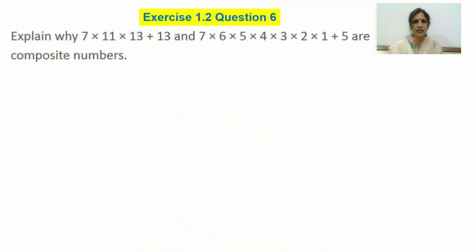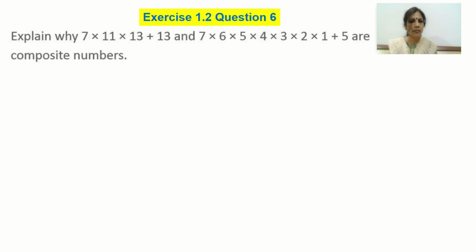This is question number 6 from exercise 1.2, and the question is, explain why 7 into 11 into 13 plus 13 and 7 into 6 into 5 into 4 into 3 into 2 into 1 plus 5 are composite numbers. To solve this sum, we first need to recollect the meaning of composite numbers. We have learnt about prime numbers, co-prime numbers and composite numbers. A number which has more than 2 factors is called a composite number.